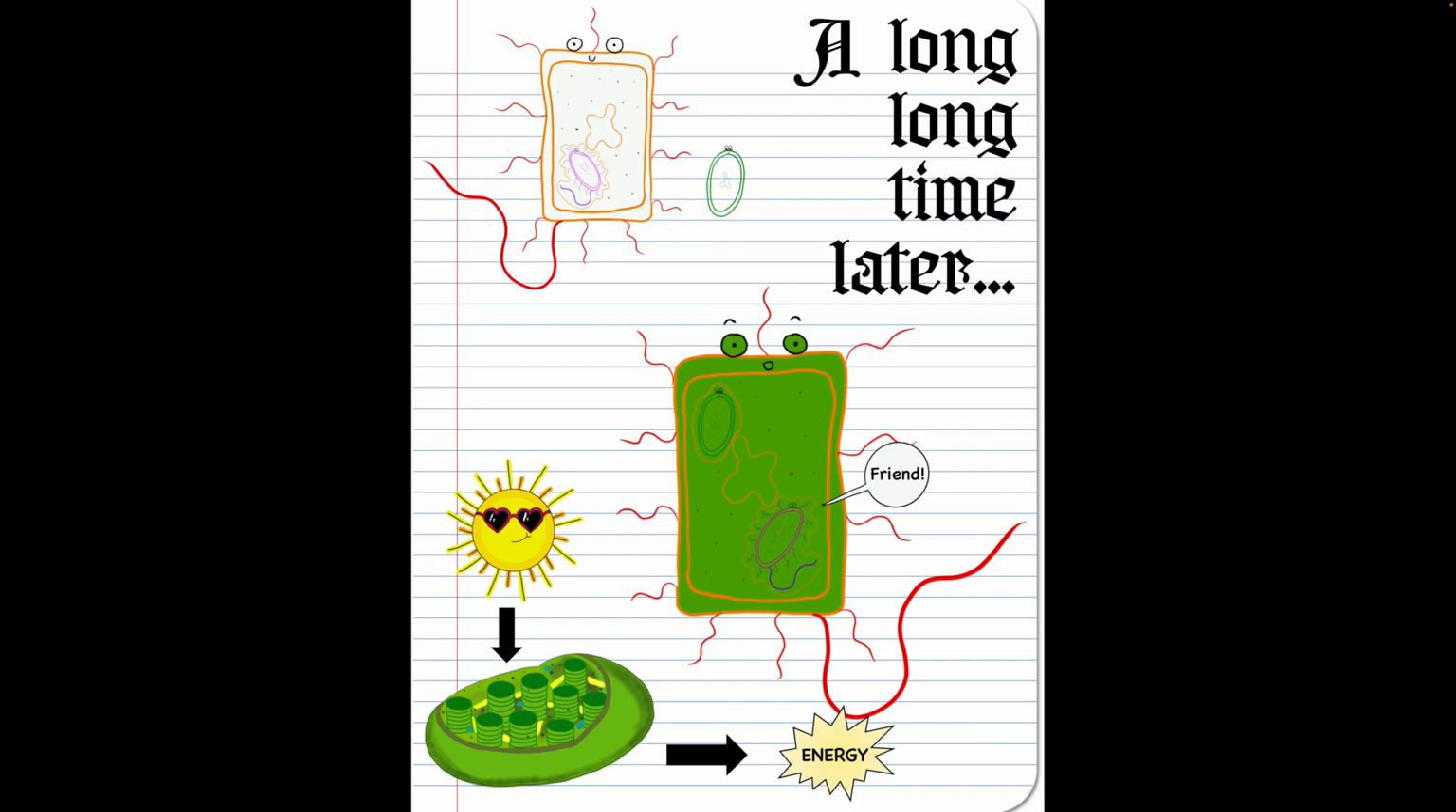I know what you're thinking though. This is a great story, but where are the facts? Mitochondria and chloroplasts have their own DNA separate from the DNA of the organism they're a part of. Their DNA is arranged similarly to prokaryotic DNA. They're the size of bacteria, and they divide similarly to bacteria.